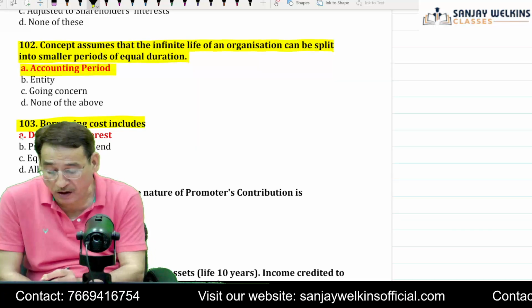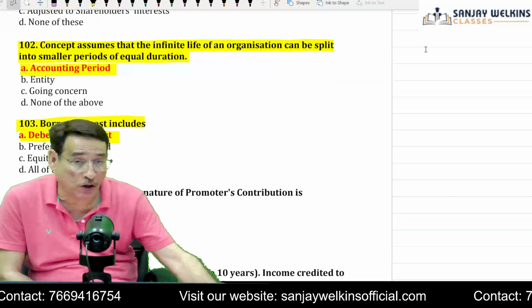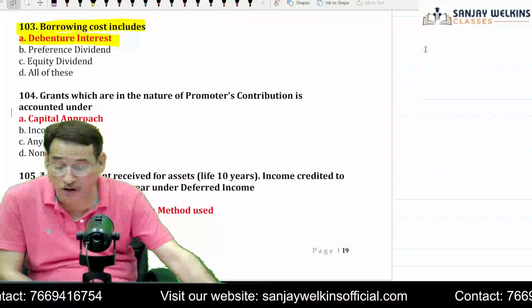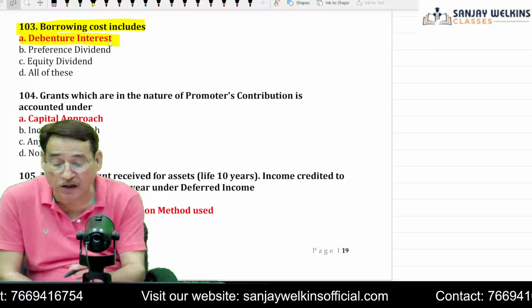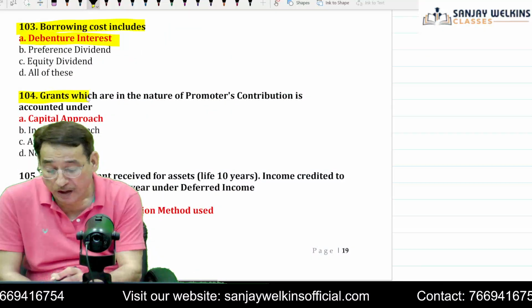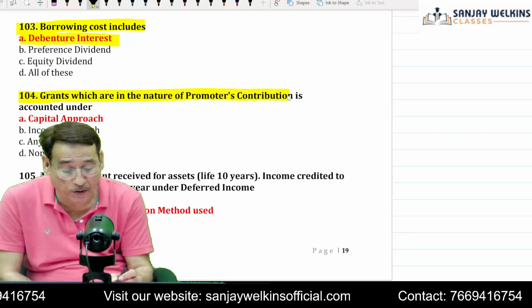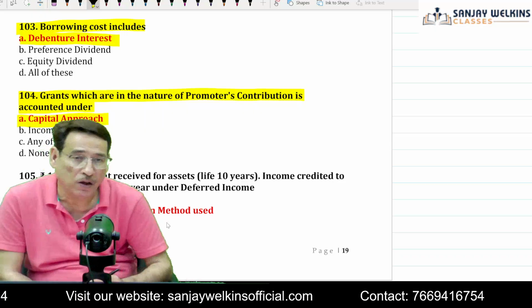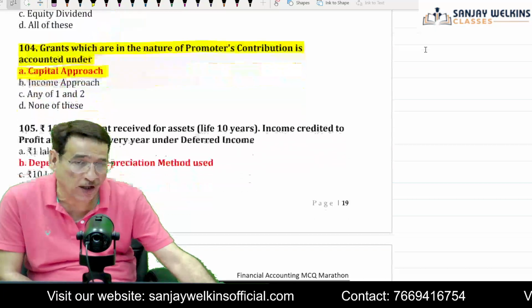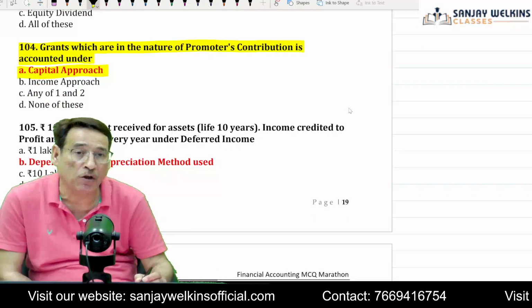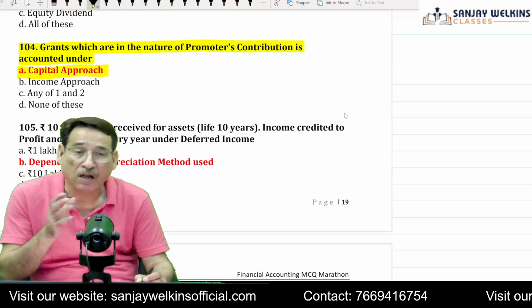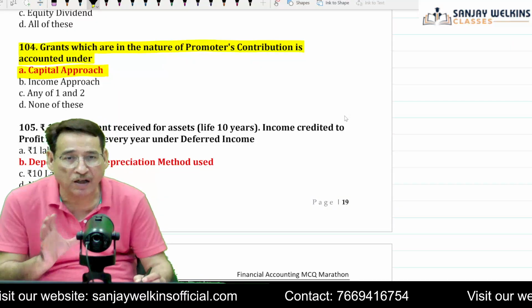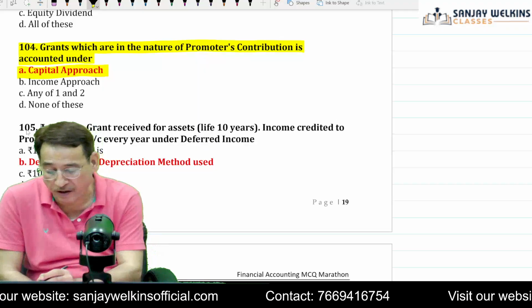Borrowing cost includes debenture interest, but it will not include preference dividend or equity dividend, etc. It will include debenture interest. Grants which are in the nature of promoters' contribution are accounted under the capital approach. I have told you that whatever grant an entity receives which is in the nature of promoters' contribution is credited to capital reserve. Correct? So capital approach you will write here.